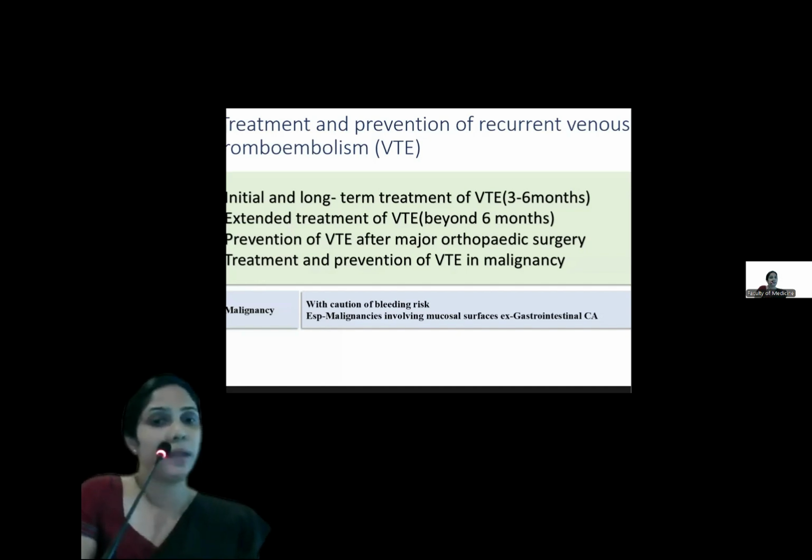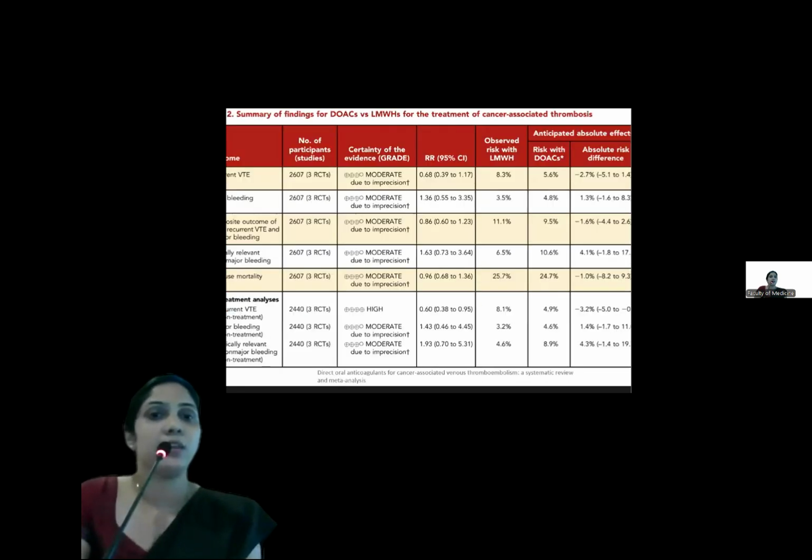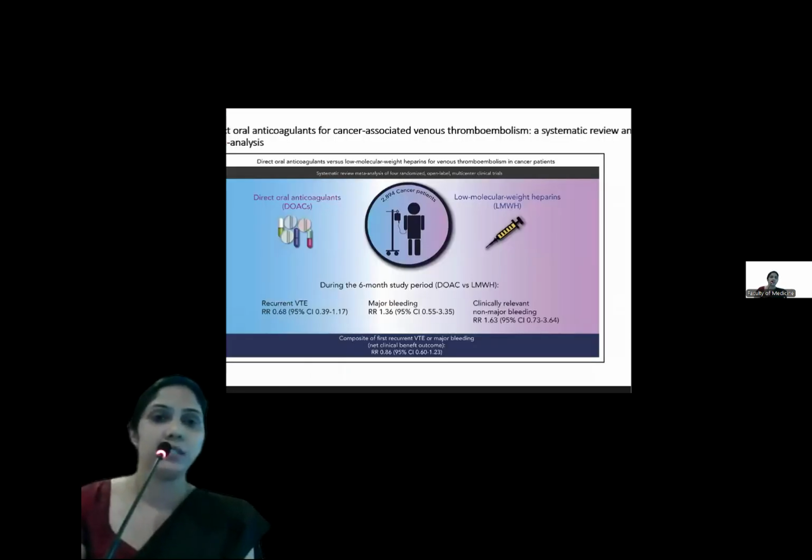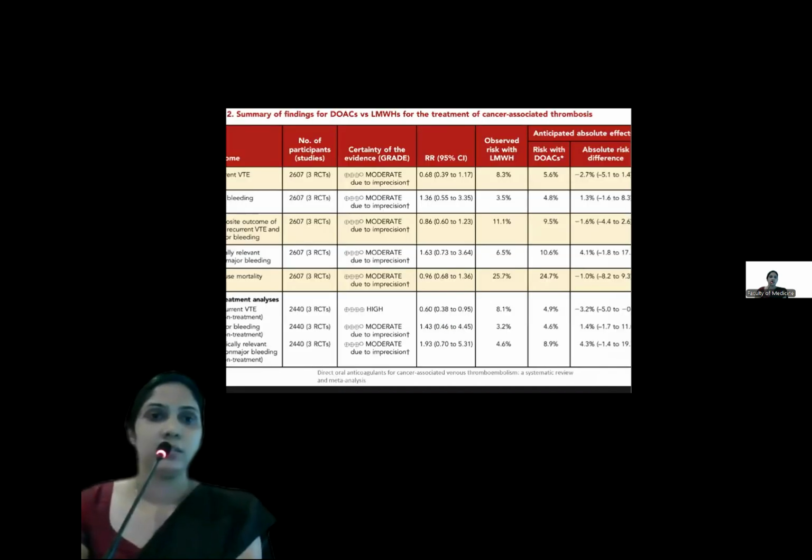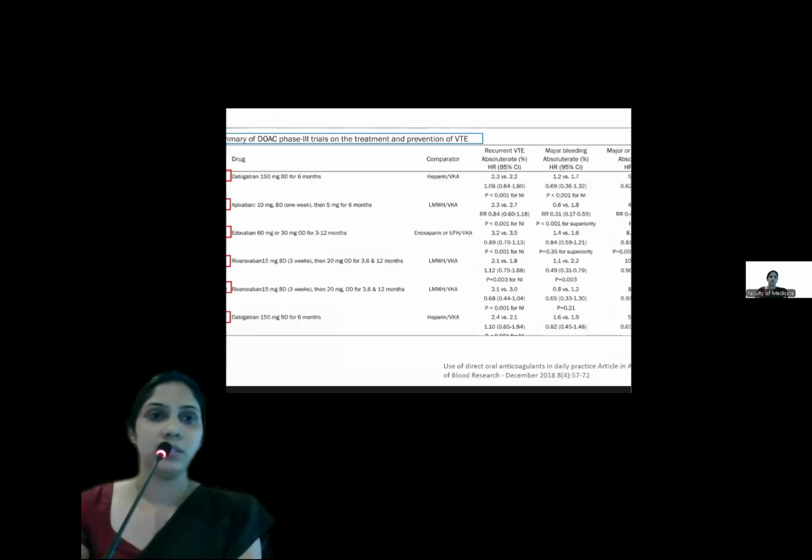Especially when we talk about malignancy, there's an increased risk, especially in malignancies involving mucosal surfaces, such as GI cancers and genitourinary malignancies. From the trials, there are 4 main randomized trials, and the meta-analysis showed that when compared to low molecular weight heparin, which we have used in the last 4 or 5 years, DOAC is non-inferior in safety and efficacy, provided there is a bit of high bleeding risk in the cancers I have mentioned so far. With regard to DVT in other scenarios, there are a lot of trials to back it with strong evidence. So the guidelines actually recommend DOAC over warfarin in managing DVT and pulmonary embolism.